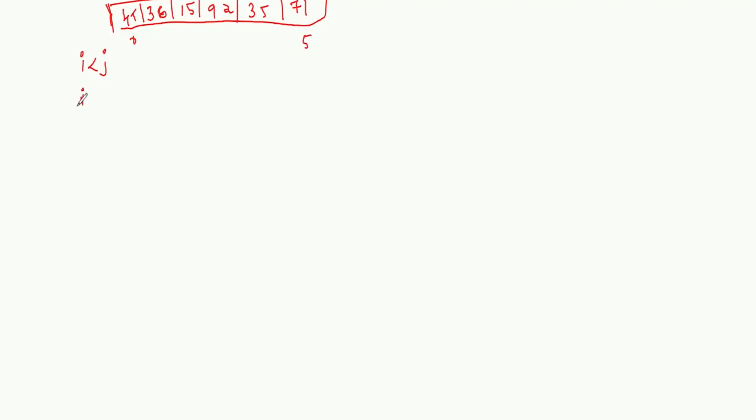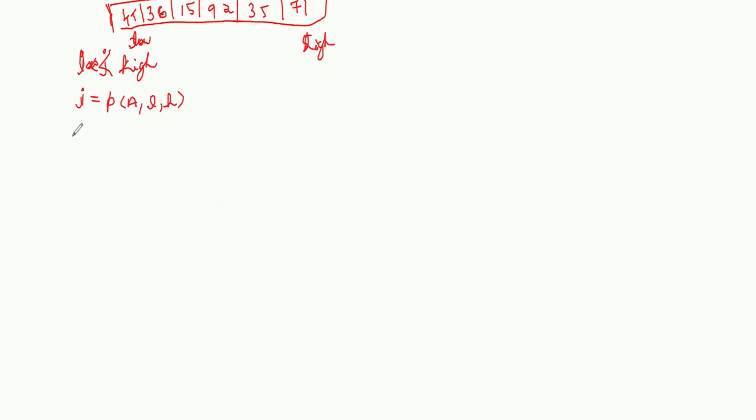Sorry, here it is not i less than j. It should be low is less than high. Always the low value should be less than high. So initially this is low, this is high. All right. Now it is going to call the function partition of a comma low comma high. Okay, so let us see the partition function.